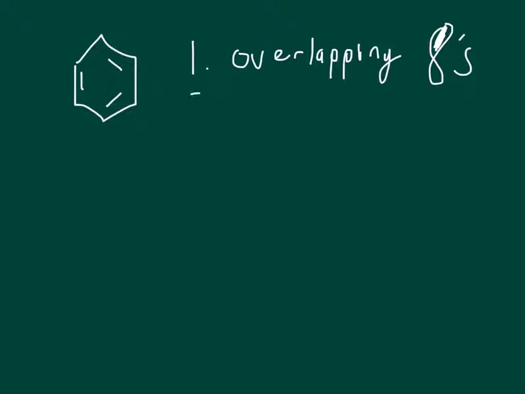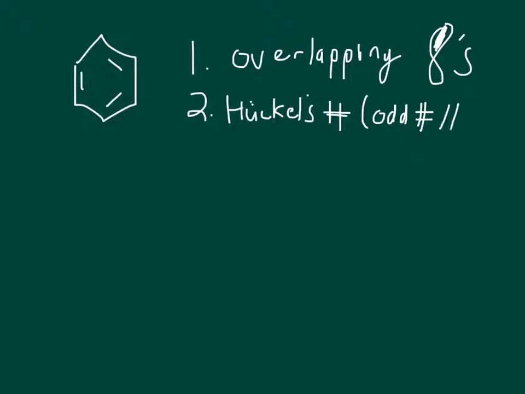We also want to make sure that we have a Huckel's number of pi electrons. And I've always viewed this as an odd number of double bonds. After all, you should know that Huckel's number is 4n plus 2 pi electrons. So let's take the following example.